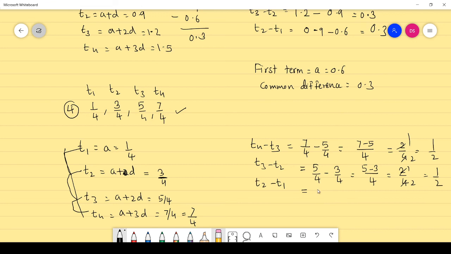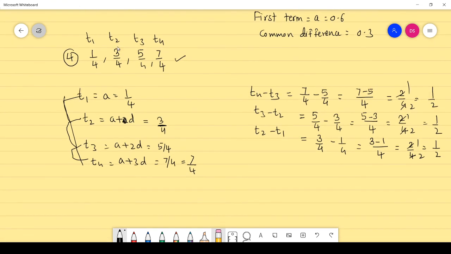Let's check the last one. What is T2? That is 3 by 4 minus T1, which is 1 by 4. The denominators are the same, so the numerators get subtracted or added; here we have subtraction. So 3 minus 1 is 2, giving 2 by 4, right? 2 ones are 2, 2 twos are 4, so it will be 1 by 2. You can mention that the first term is 1 by 4.